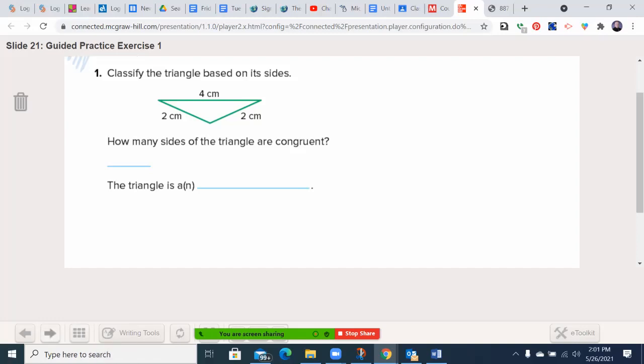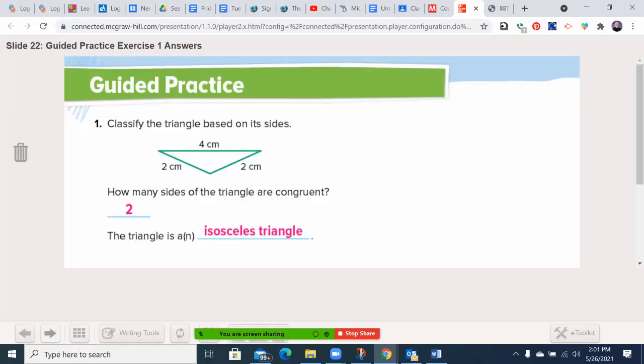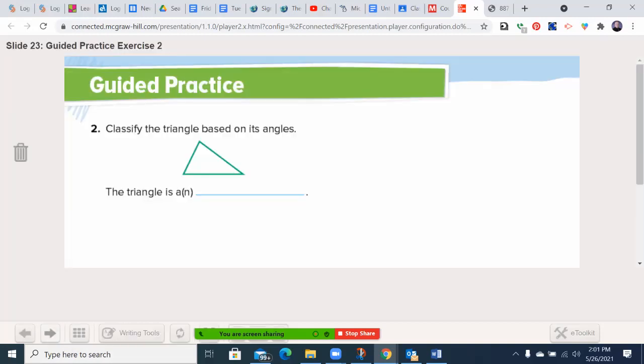Welcome back. Let's see how you did. It is an isosceles triangle because it has two congruent sides. This side is 2 centimeters. This side is 2 centimeters. Look at number 2. Classify the triangle based on its angles. So now we're going to probably be looking at acute, right, and obtuse. Go ahead, pause the video and unpause when you're ready.